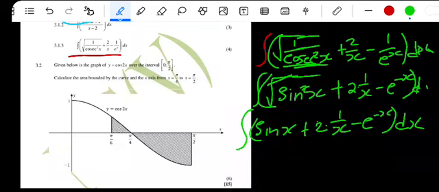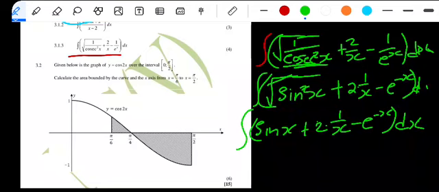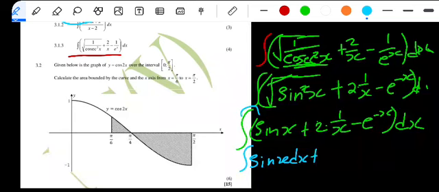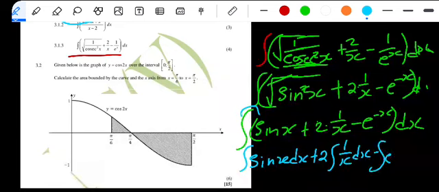So we can integrate this now. Again, let me just put, it will be the integral of sine x dx plus 2 the integral of 1 over x dx minus the integral of e raised to the power of minus x dx.